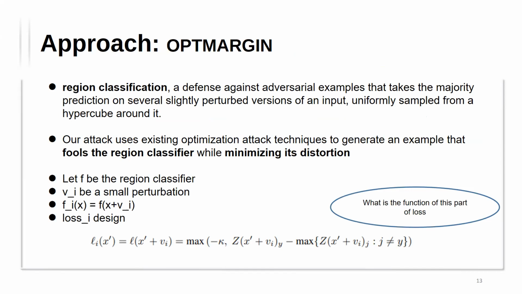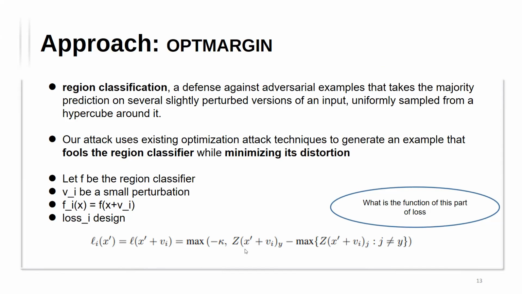Okay, so we already explained what region classification is, and their attack uses the existing optimization technique to generate examples that can fool the region classifier while also minimizing its distortion. So how did they do it? First, let F be the region classifier and Vi be a small perturbation. When I say F(x + Vi), that just means the outcome of the region classifier with input x plus the small perturbation Vi.